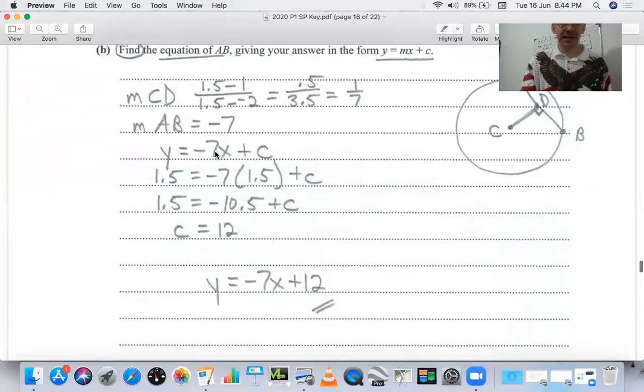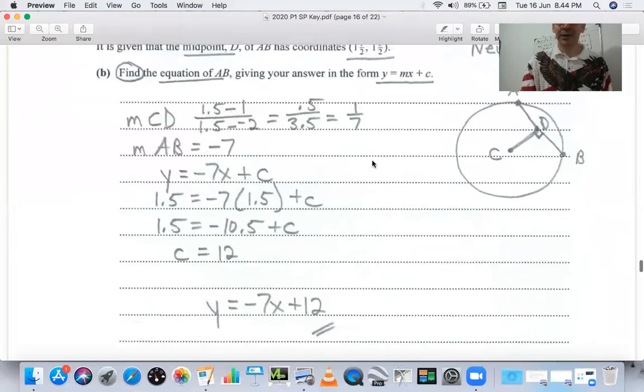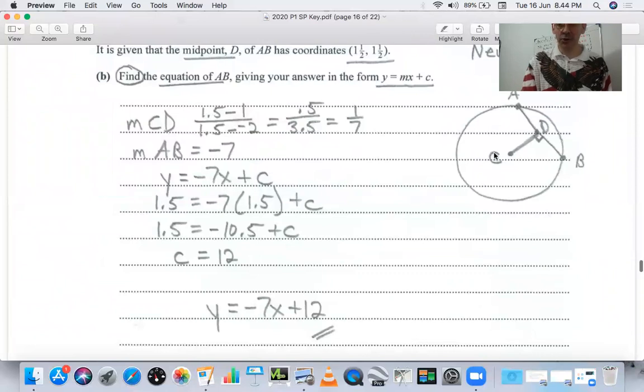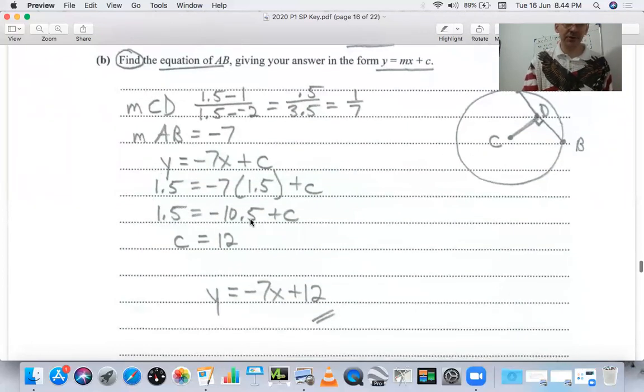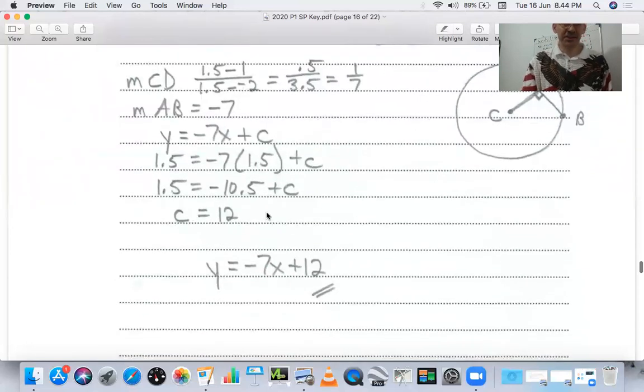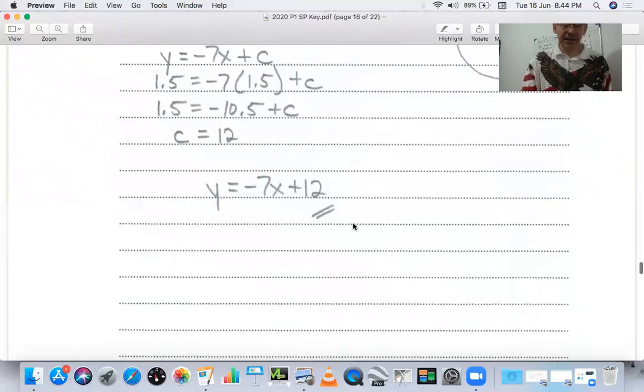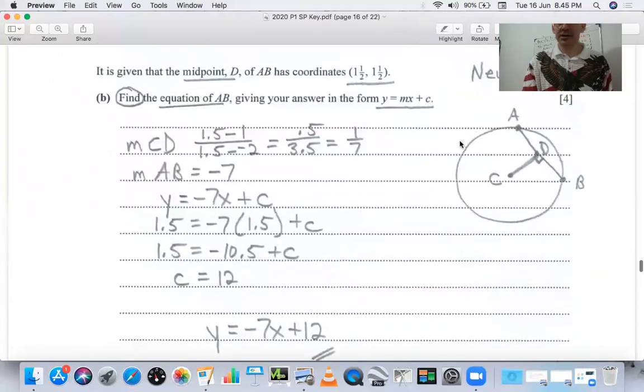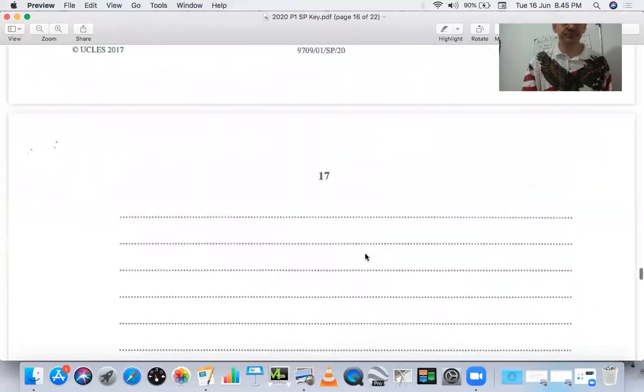So we have y equals -7x plus c. We know that D is on the line. Don't use point C, it is not on the line. D is on the line AB, so we need to use that one, (1.5, 1.5), or you could use 3/2 and 3/2. So that gives us 1.5 equals -7(1.5) which is -10.5, plus c. Add the 10.5 over, and c equals 12. So here we can find our equation: y equals -7x plus 12 is the equation of the line AB.